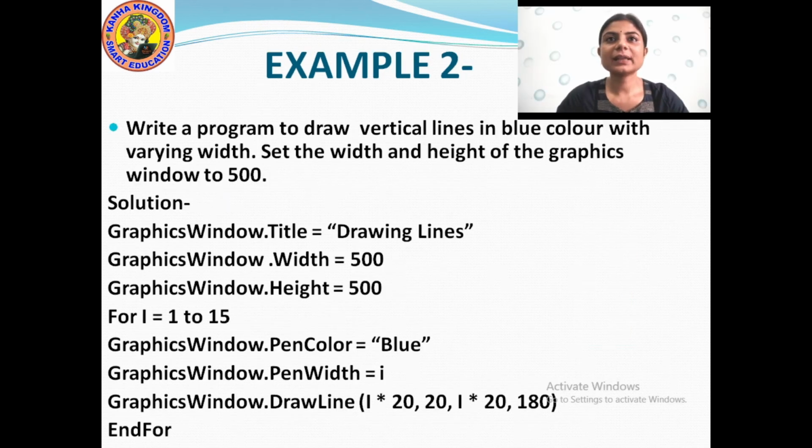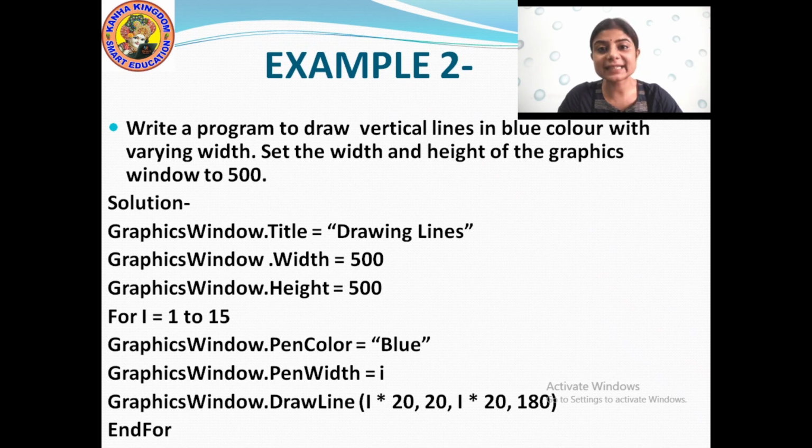The other example is to write a program to draw vertical lines in blue color with varying width. You are asked to draw vertical lines, that means straight lines with different width, with different size. Set the width and height of the graphic window to 500, and you are asked to set the width, the broadness, and the height, the length of the vertical line to 500. So how will you do?